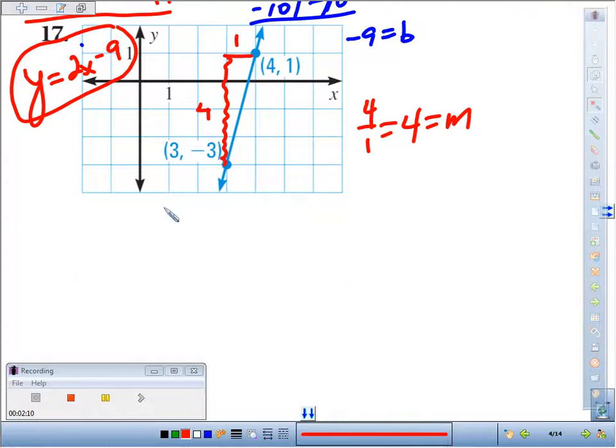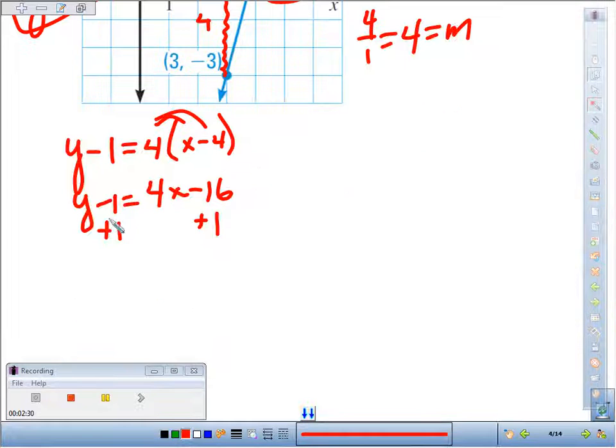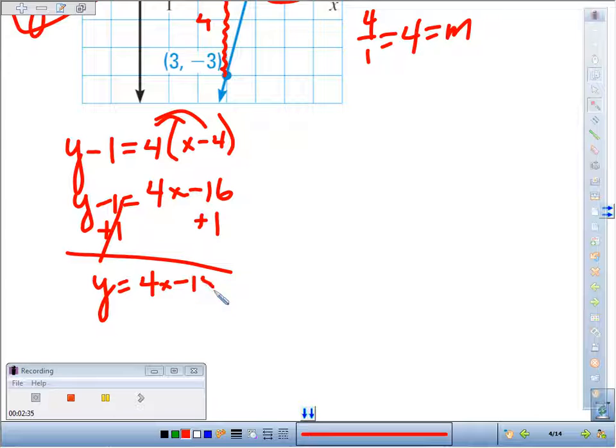Maybe I'll work it out both ways. If you use the point-slope method, y minus, maybe I'll use this point, y minus the y-coordinate equals the slope times x minus the x-coordinate. y minus 1 equals 4x minus 16. I'll add 1 to both sides, and I get y equals 4x minus 15.